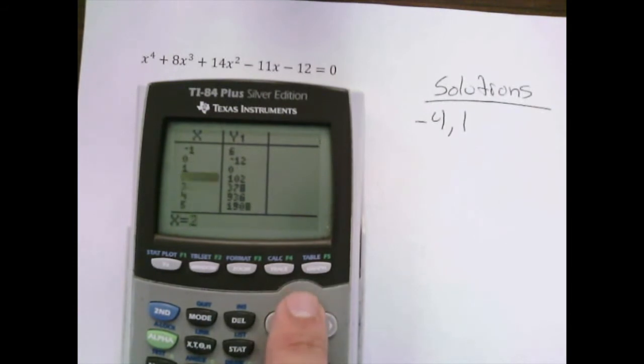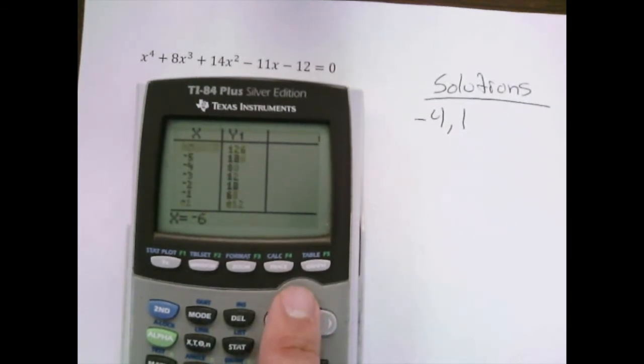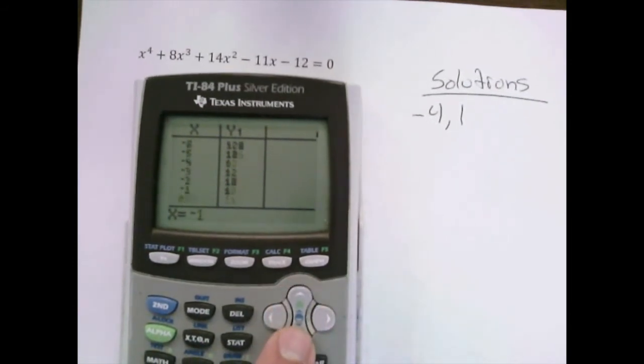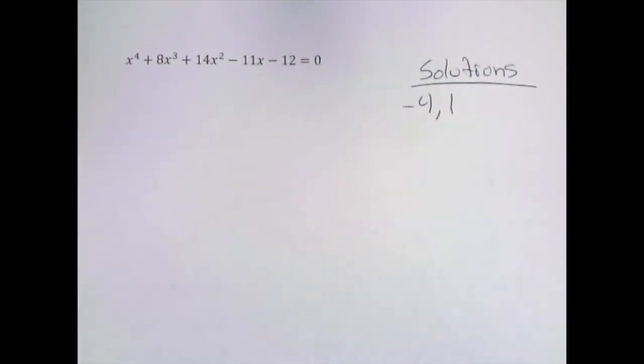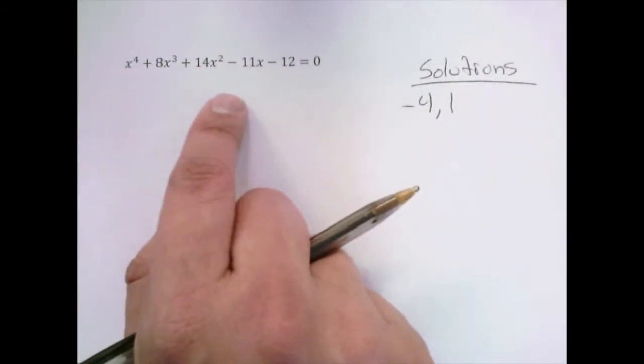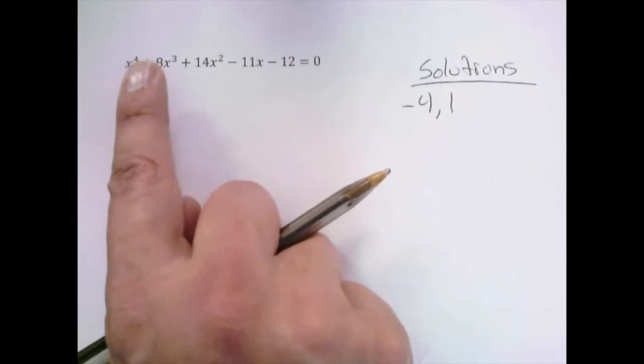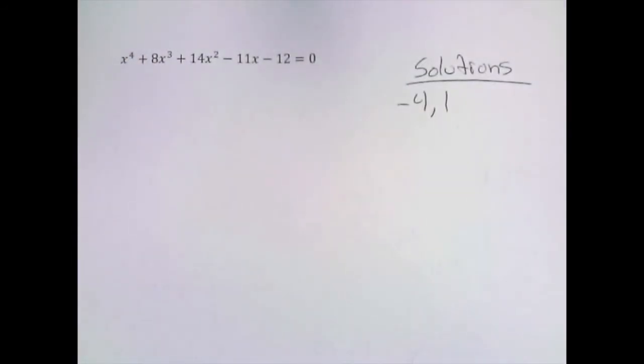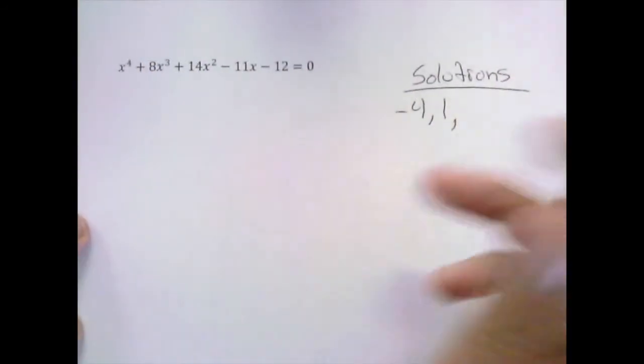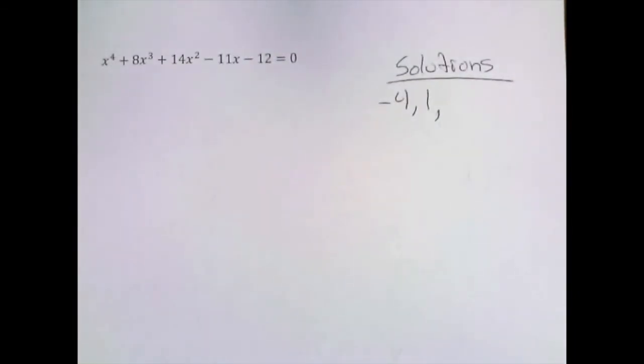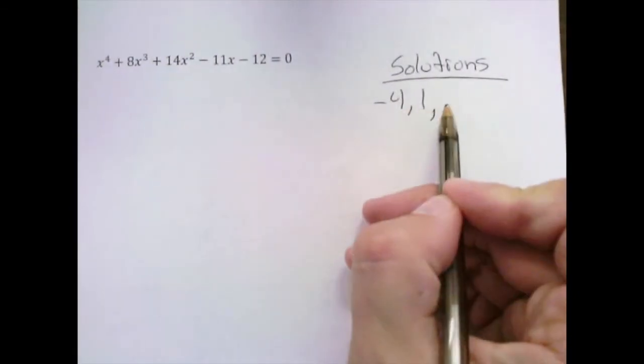And I can look around. It doesn't look like I have any other cases of y being 0. So I only have 2 solutions right now. If we look at the original polynomial, the degree is 4, so I'm supposed to have 4 total solutions. So I'm halfway there. What I'm going to do, just like last time, is use the solutions I have to start with.